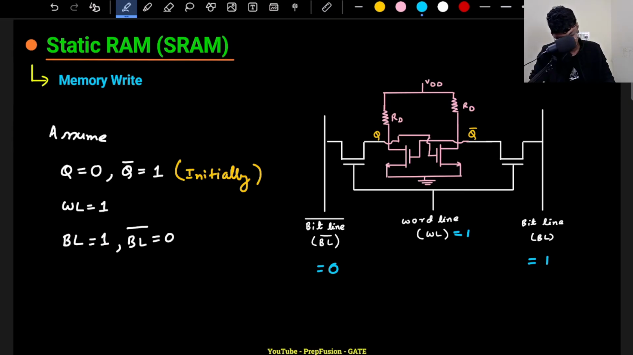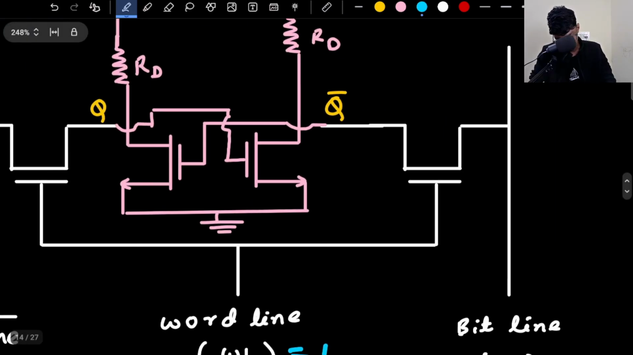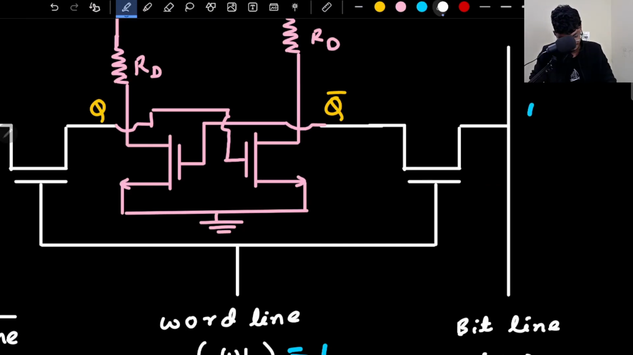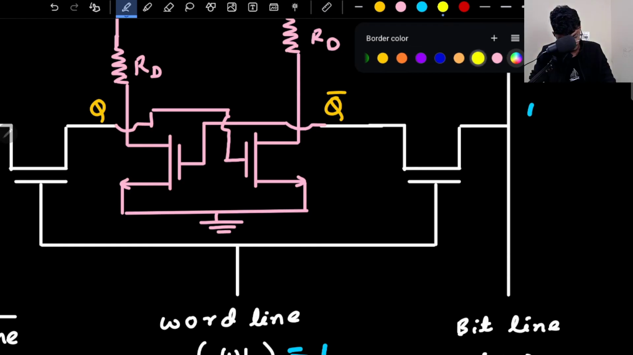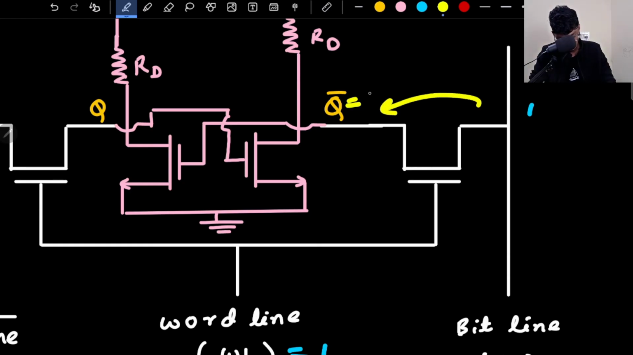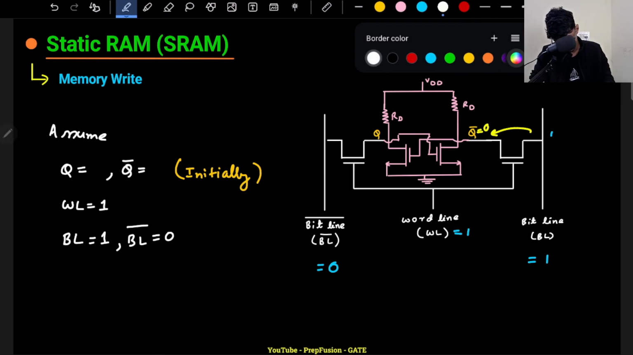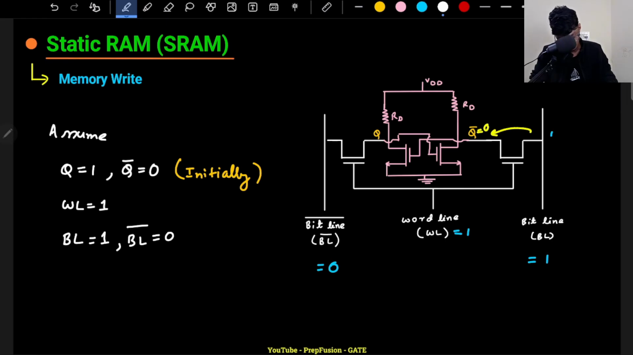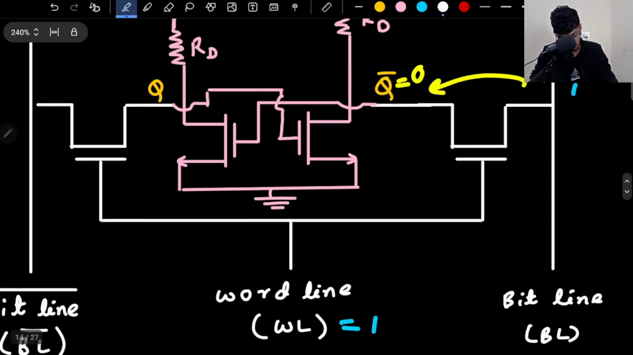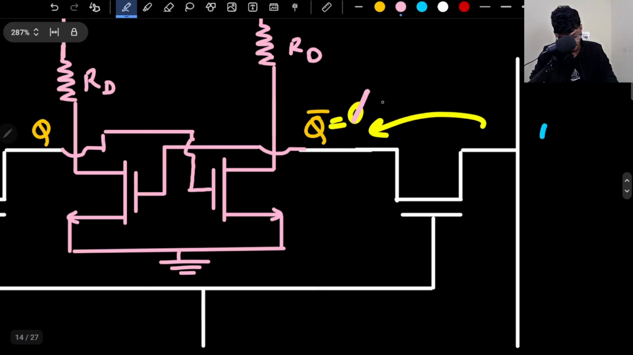This value is 1, and obviously the pass transistor logic is active. That means this 1 will be here. One thing, I made a mistake on this side. Assume initially Q is 1 and Q bar is 0, sorry. So Q bar was initially 0. Now it got changed to 1.